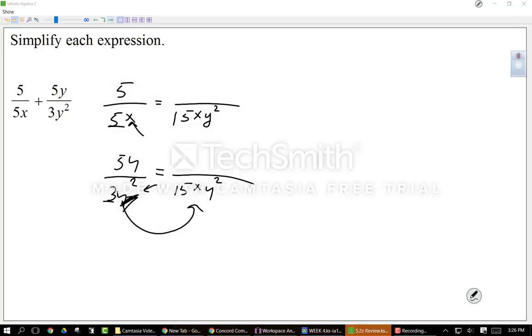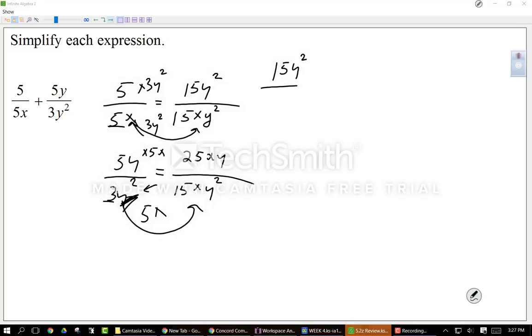What did I multiply 3y to get 15x, or 3y squared to get 15xy squared? I multiplied by 5x, so I have to multiply this by 5x. So that's 25xy. What did I multiply 5x by to get 15xy squared? 3y squared. That means I have to multiply by 3y squared up top. That's 15y squared.